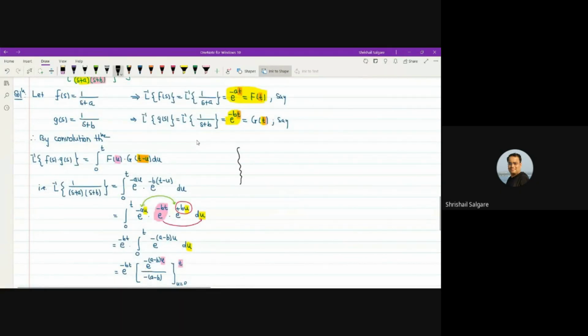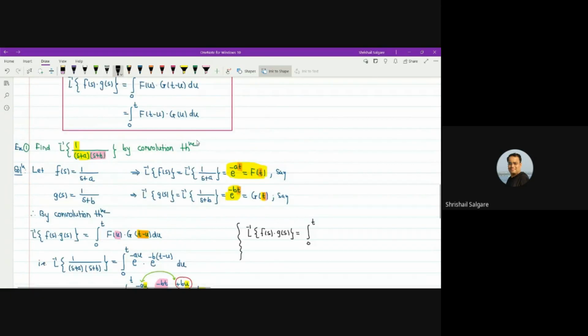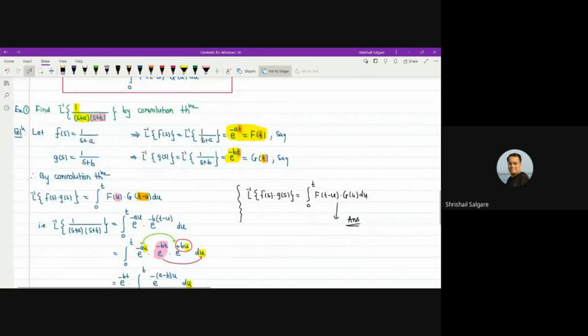Suppose here, instead of this, if I apply L inverse of f of s into g of s, it can be integral 0 to t, f of t minus u into g of u du. That second result I am writing. So complete it, try to find the answer and finally compare your answer. If you apply the second integral, then also you will get the same answer. Any question?